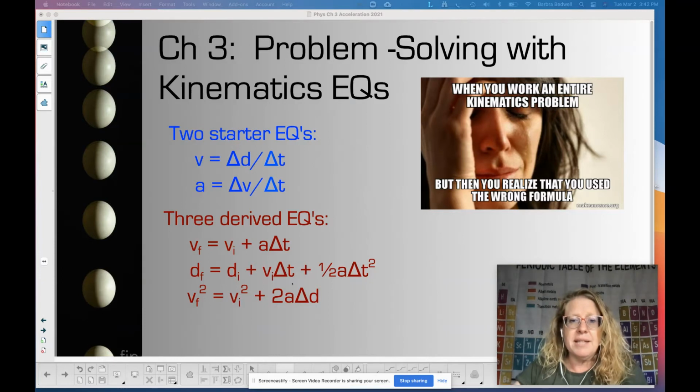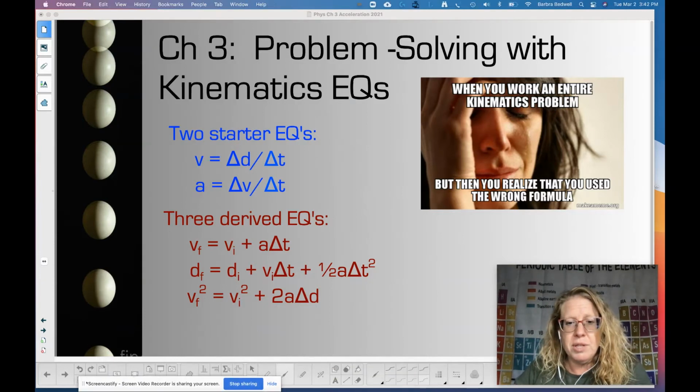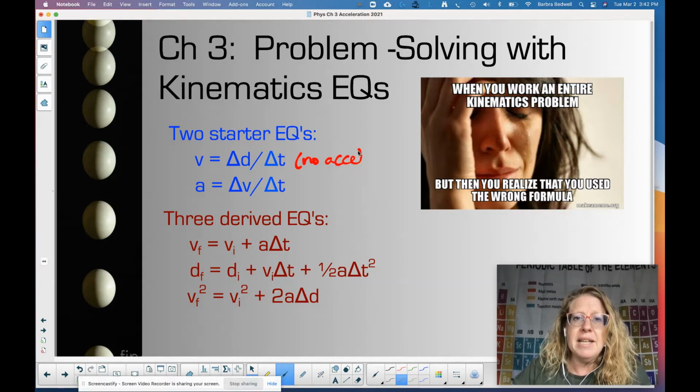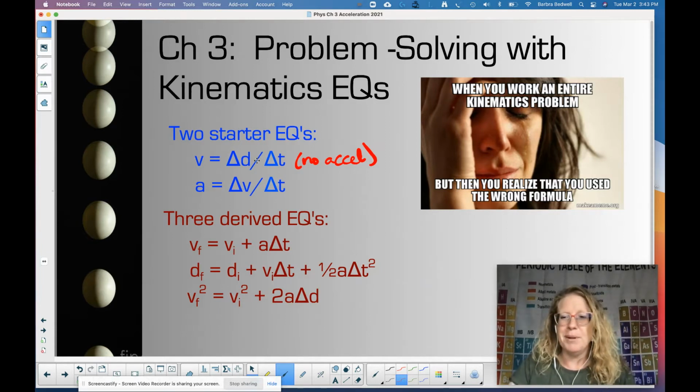A couple of things to review about these equations before we start actually using them. This top one is really important, but you can only use it in very limited circumstances. We rarely use this one, but it does get used, only in cases where there's no acceleration. As soon as there's acceleration, we cannot use this top equation, because the graph has a slope. It's a different arrangement, so we can't use this one.